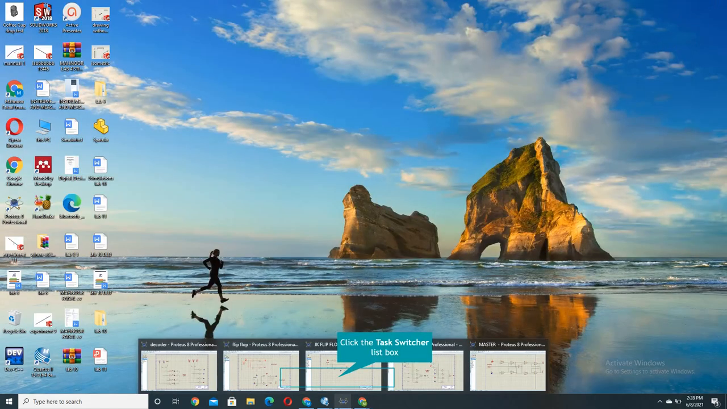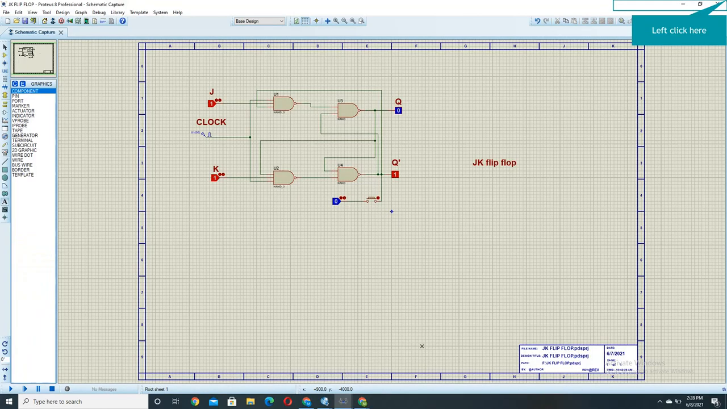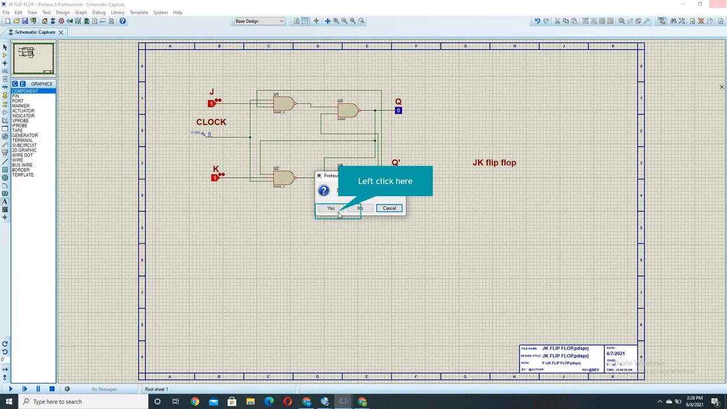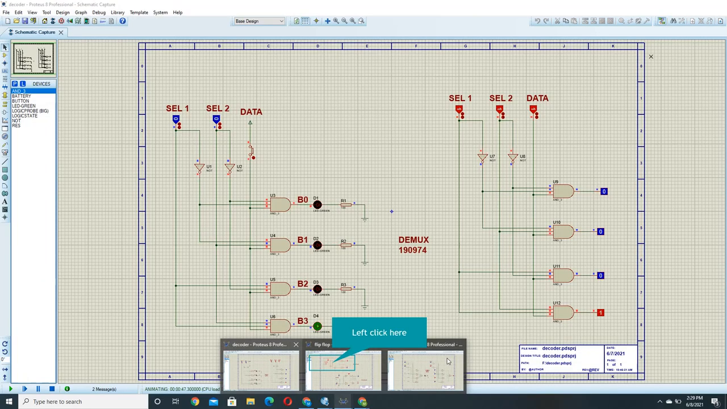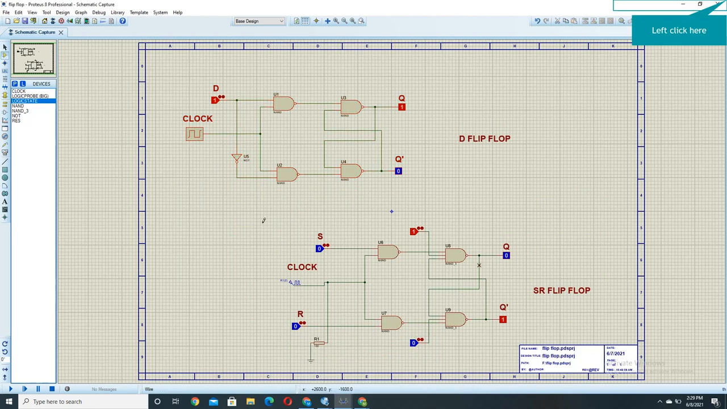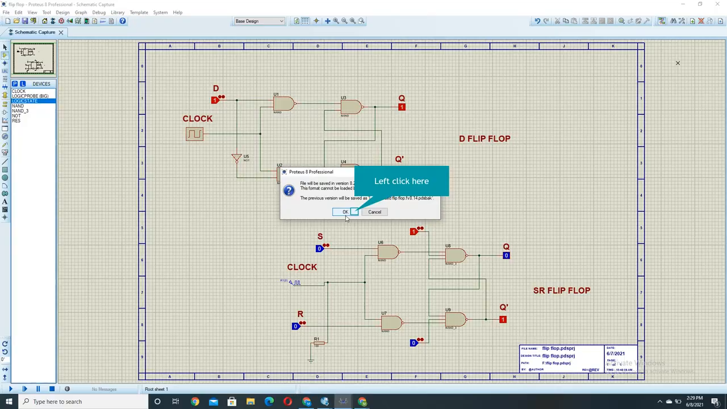I've already implemented flip flops, JK flip flops, and master slave flip flops. This is a JK flip flop. This is a master slave SR circuit. It is also workable. And this is a simple SR flip flop. I've already implemented these.